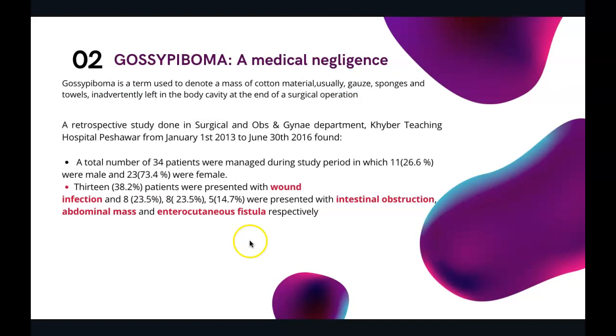Research number 2. Gossypiboma, a medical negligence. Gossypiboma is a term used to denote a mass of cotton material, usually gauze, sponges, and towels, inadvertently left in the body cavity at the end of a surgical operation. A retrospective study done in the Surgical and Obstetric and Gynecology Department in Peshawar from January 1st, 2013 to June 30th, 2016 found that a total of 34 patients were managed during the study period, of whom 11 were male and 23 were female. 13 patients presented with wound infection, and 8 presented with intestinal obstruction, abdominal mass, and enterocutaneous fistula, respectively.